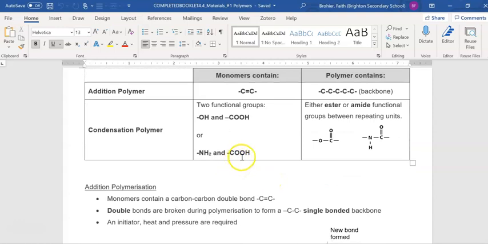Condensation polymers can be formed from NH2 and COOH, as we've talked about with proteins, but they can also be formed from OH and COOH. If you lose the OH from the COOH and lose the H from the OH and combine them, they'll form water, and then you can combine the different monomers. So they can either have an ester functional group or an amide functional group in between the monomers or the repeating units.